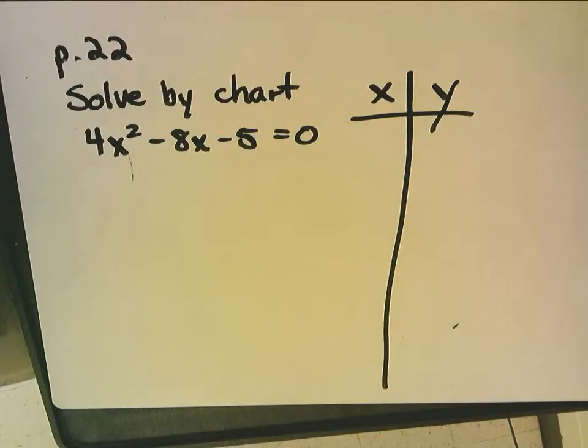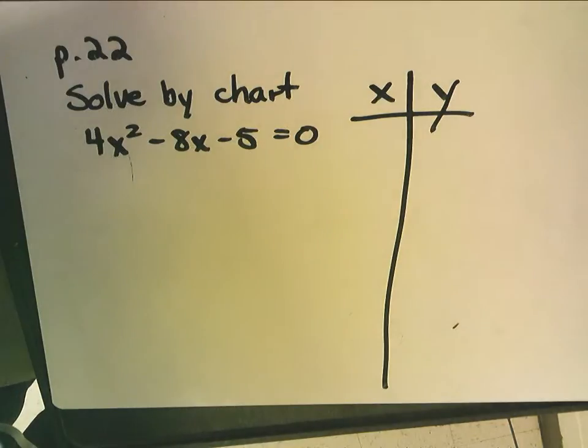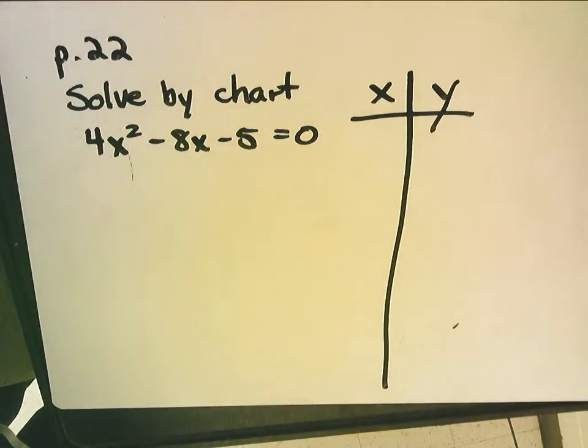Okay, so on page 22 of your packet, we're now going to go over how you might be able to solve a quadratic equation just by using the chart. What we did last time was we found that you can solve a quadratic equation by graphing it, and wherever you found the x-intercepts, that was the solution. Sometimes if you had two solutions, that means it crossed your x-axis twice. If you had one solution, it crossed your x-axis once. And if you had no solutions, the graph never crossed the x-axis.